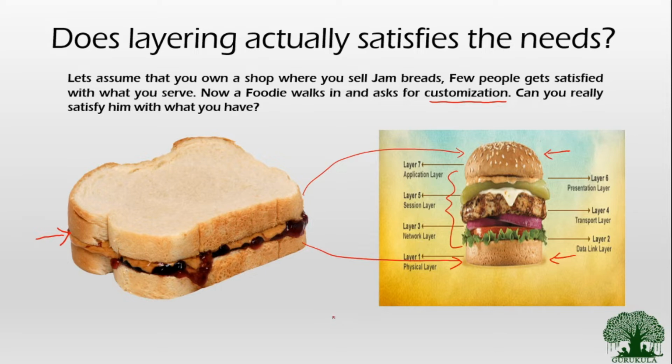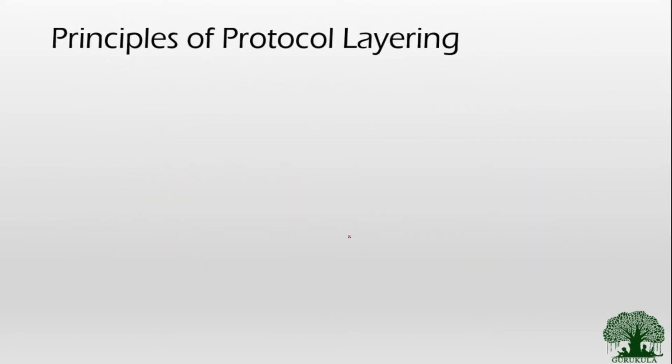So we need a common protocol architecture to satisfy any number of people, or whatever kind of people they are, connected to the internet. This type of customization is possible only if we have a layered architecture of protocol. So that is the reason why we go for layered architecture of a protocol. Now when we talk about the principles of protocol layering, we have certain principles to follow while layering the protocols. There are basically two principles.